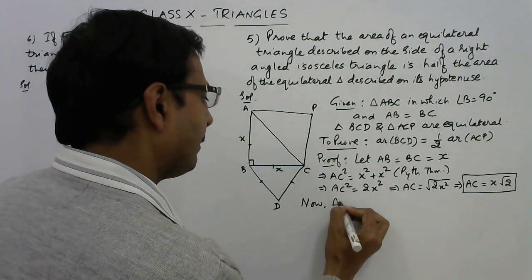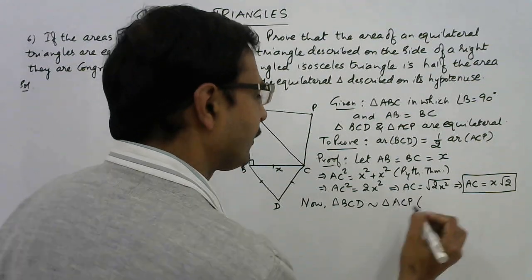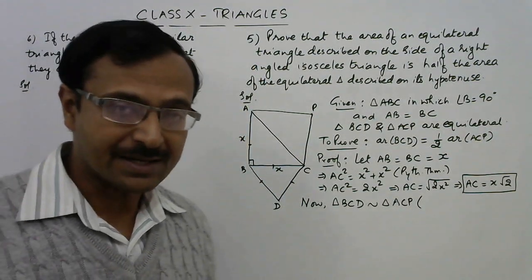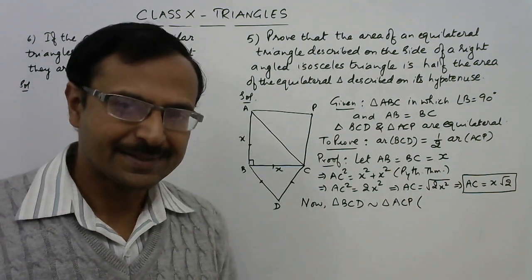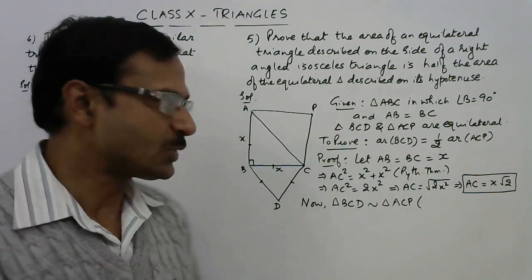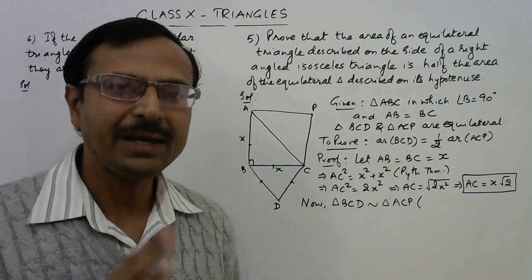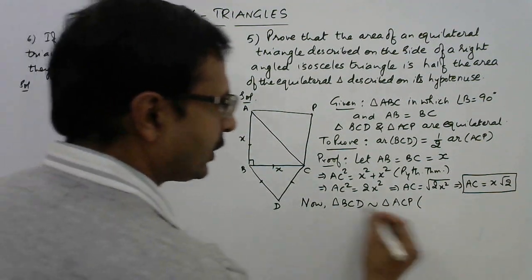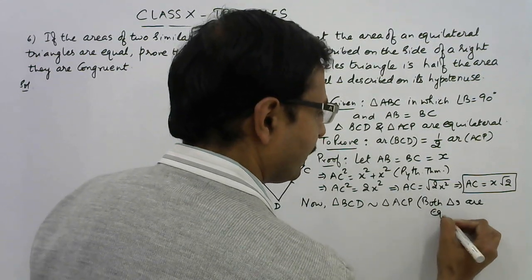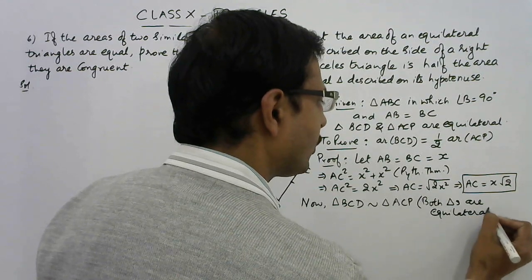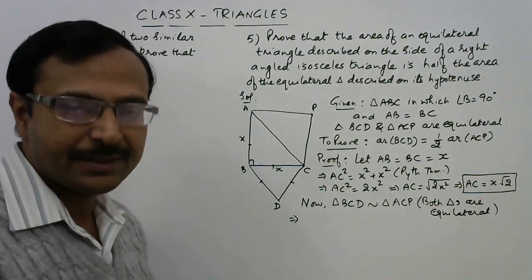Triangle BCD is similar to triangle ACP. Can you tell me why these two triangles are similar? They are similar because they are both equilateral, and in an equilateral triangle all angles are 60 degrees each. So 60, 60, 60 and 60, 60, 60, AAA rule, or simply AA rule applies. So both are equilateral. You can just write both triangles are equilateral. That reason is enough. And once you have proved that the two triangles are similar, you can apply the same theorem which we have been applying in this entire video.